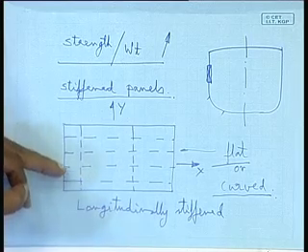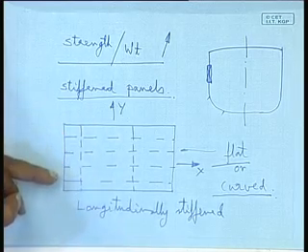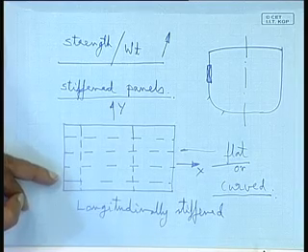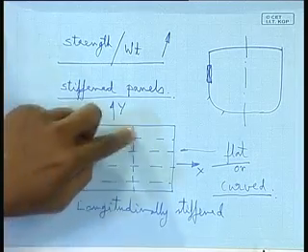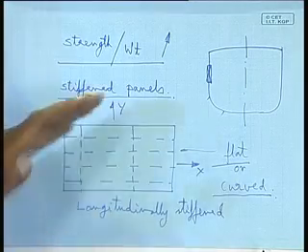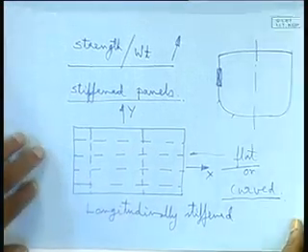Because they are the primary members, they are much more closely spaced. And also I need transverse strength. So I have two transverse members. Right, we'll come to that later again.